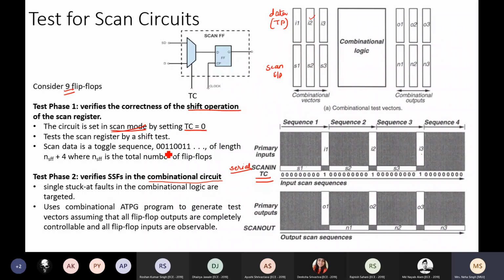What is the scan in? It is a toggle sequence 00110011 of a particular length. How much will the length be? We currently have 9 flip flops, so I have to give this data for 9 clock cycles. Here it is written NSFF, that is N, the number of scan flip flops, plus 4. Because I have to give this input 4 times, then one flip flop will be tested for all the possible cases: 0 to 0, 0 to 1, 1 to 1 and 1 to 0. So minimum I need 4 cycles to test one flip flop. Right? So total number of cycles will be N plus 4.